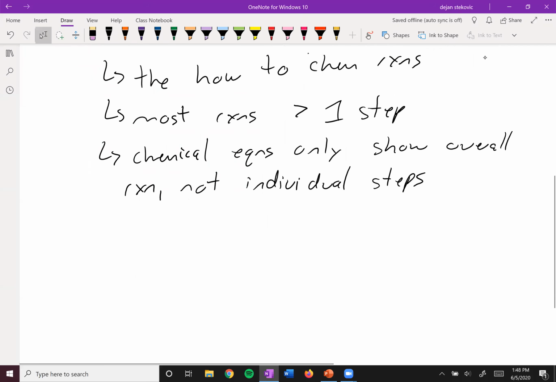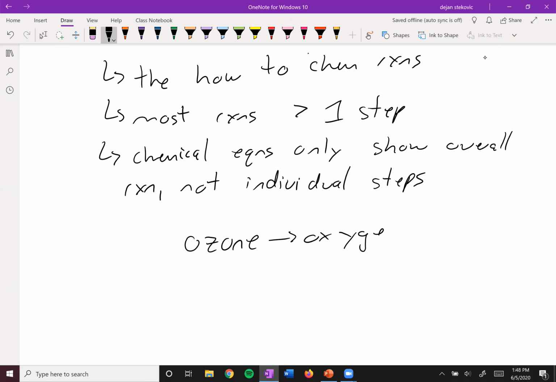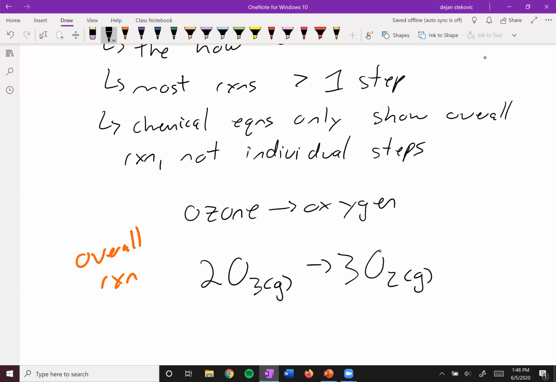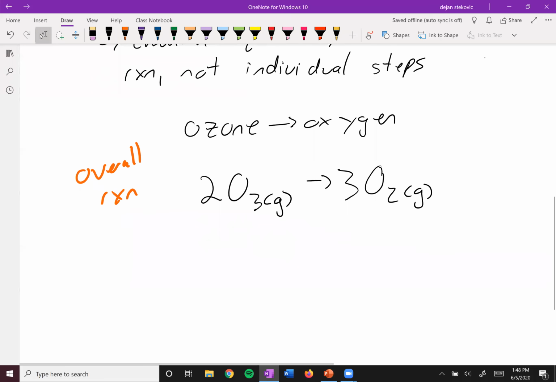Right, so let's take a look at an example. So we'll go from ozone to oxygen. So we can take a look at the overall reaction, and the overall reaction is that two O3s, two ozones, get transformed into 3 oxygens. However, this does not happen in one step. There are multiple steps here. In this case, there's only 2.